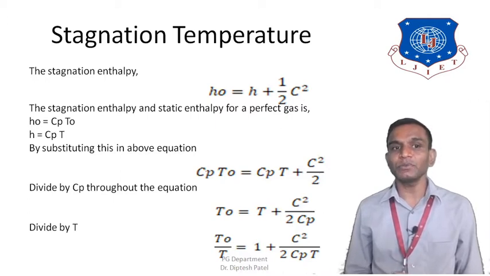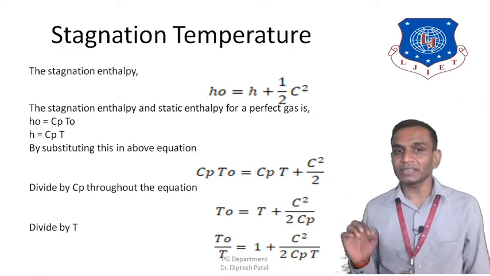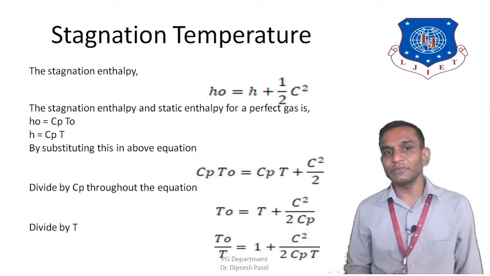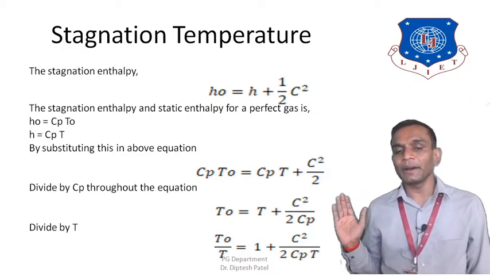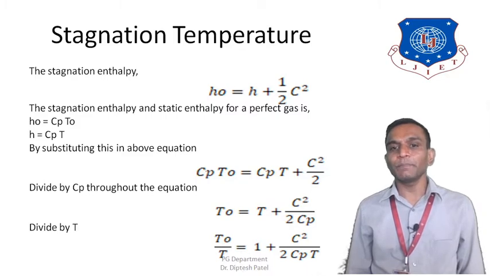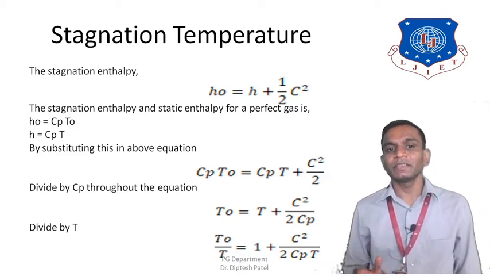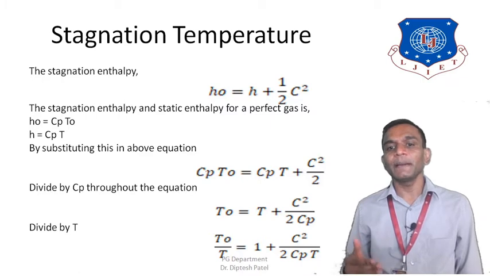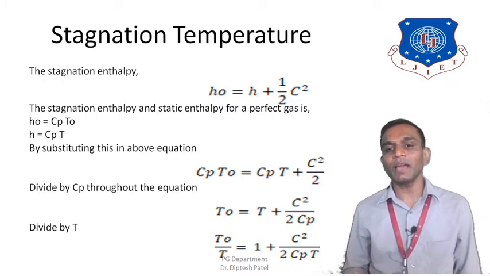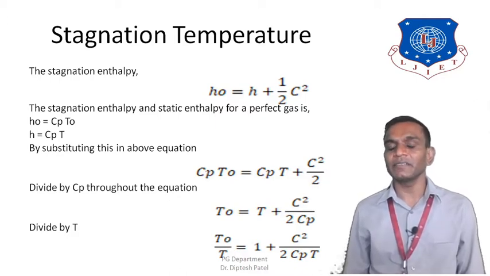Now, let us substitute these two values of stagnation enthalpy and static enthalpy in the above equation. If you replace h0 and h, the whole equation becomes Cp T0 equal to Cp T plus C square divided by 2. Now, let us divide the whole equation by Cp. If you divide it by Cp on both sides, the equation reduces to T0 equal to T plus C square divided by 2Cp.